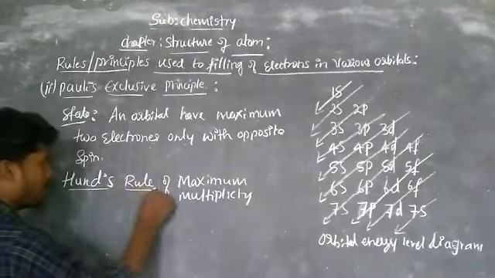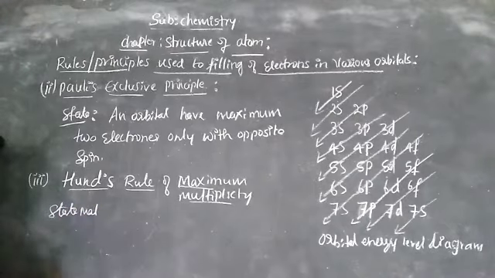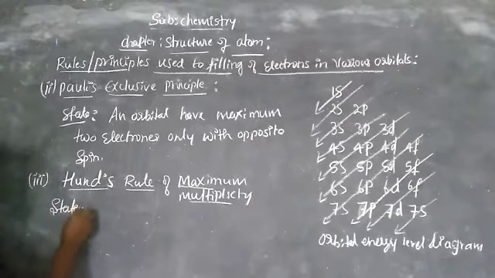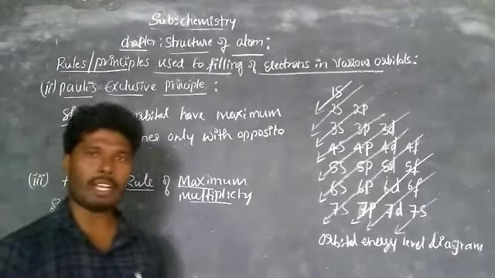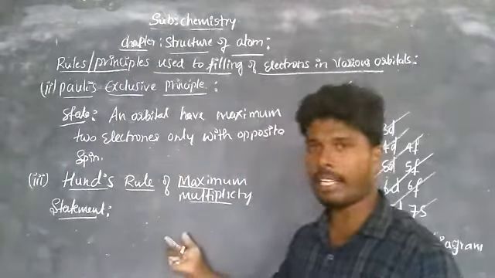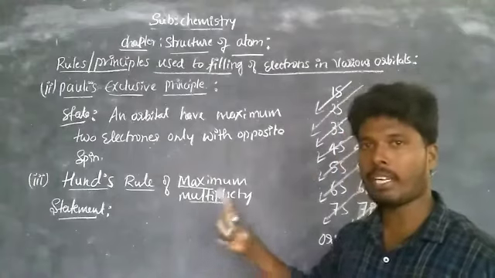Hund's rule of maximum multiplicity states that no pairing of electrons takes place until each orbital having the same energy is accommodated singly.